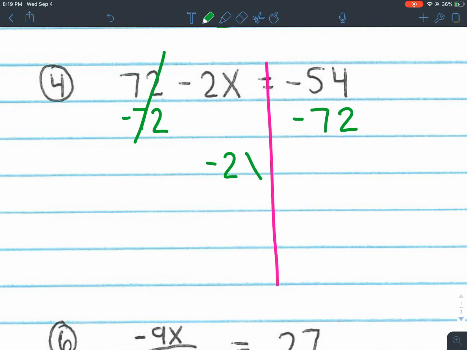I have negative 2x equals, I actually don't know this one off the top of my head. I'm going to use my calculator. Never be afraid to use it, because it's okay, right? We're not all great at mental math. So I have negative 126.